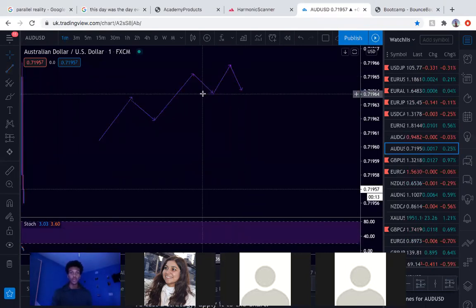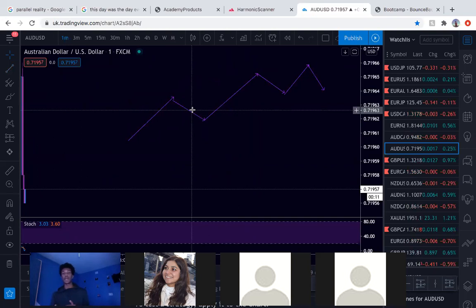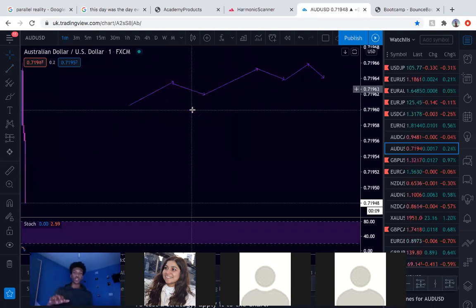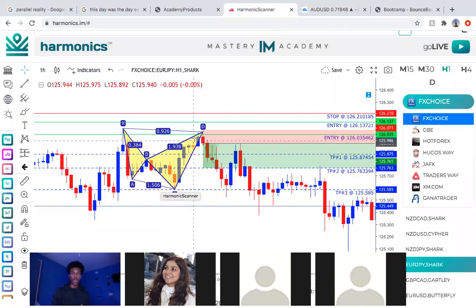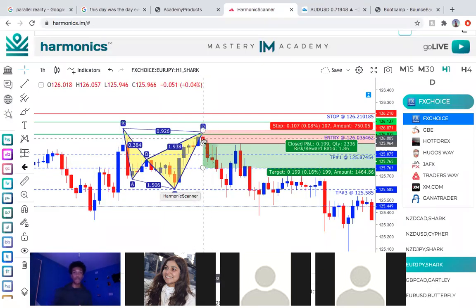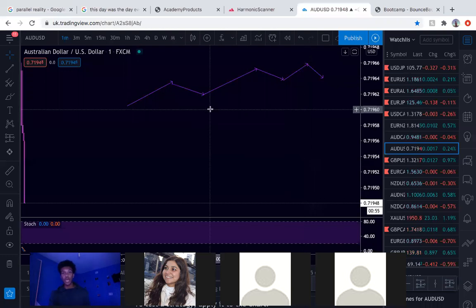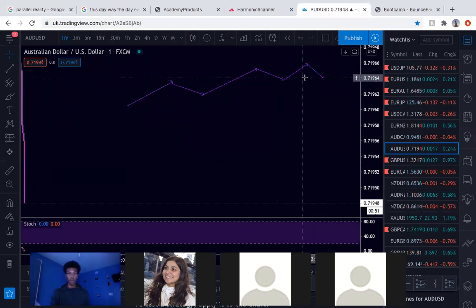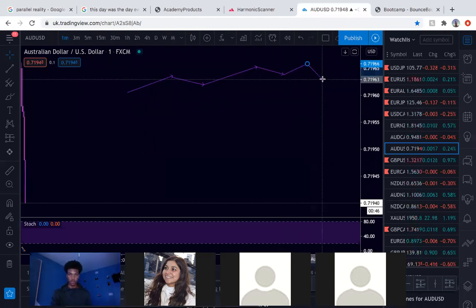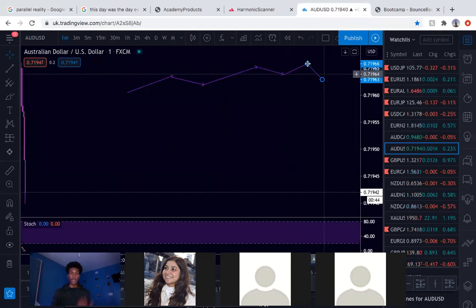Now, in order for me to classify something as having broken structure to the downside, because on the Harmonic Scanner, for example, you can see that it was going up, what we're going to do when we come down to the lower time frames is look for signs that the market structure is breaking and ready to come down. We're going to be looking for a break of the most recent low. So as soon as this comes down to here, we can start looking for entries for the sell. Hopefully that makes sense.